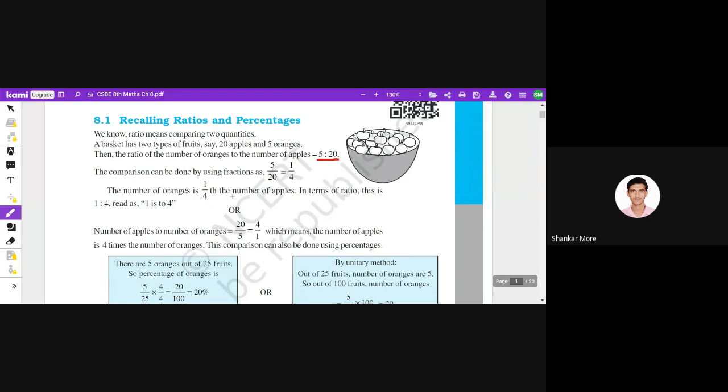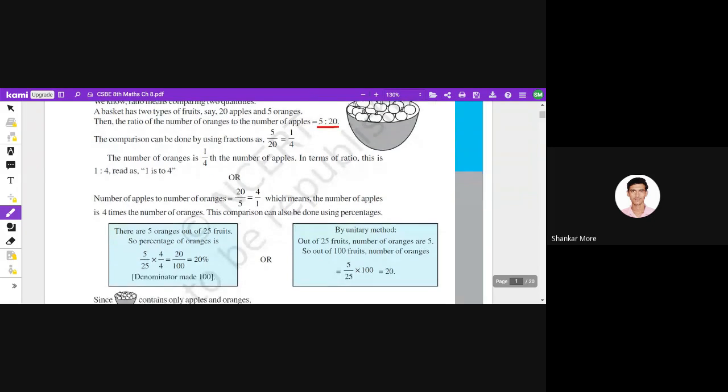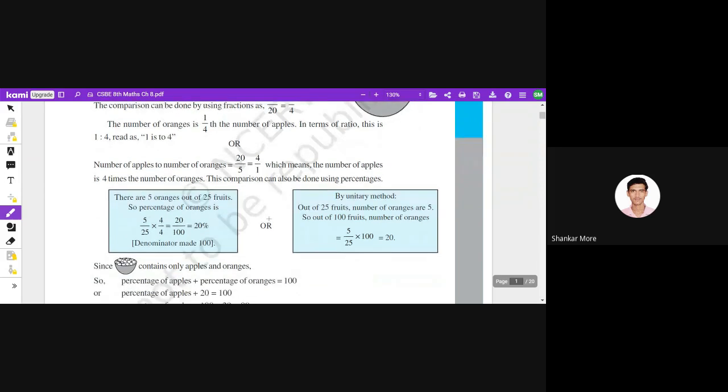And I believe this you have already learned. So the number of apples to the number of oranges is 20 divided by 5 or 4 divided by 1, which means the number of apples is 4 times the number of oranges. This comparison can also be done using percentages.